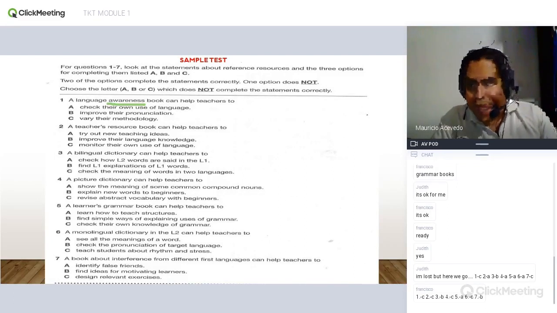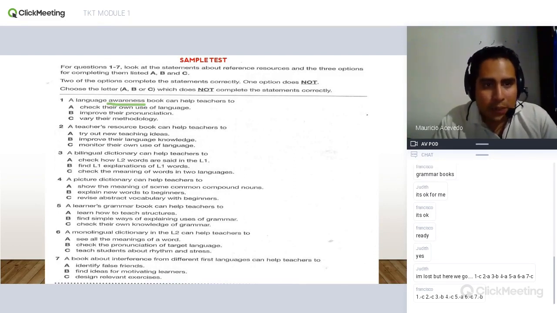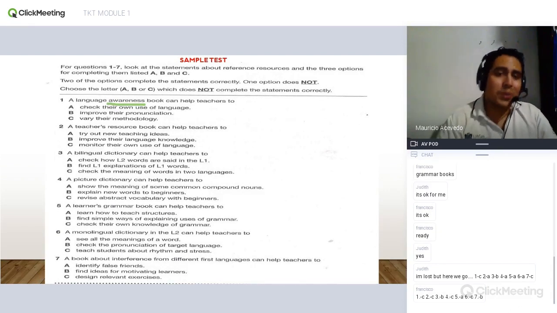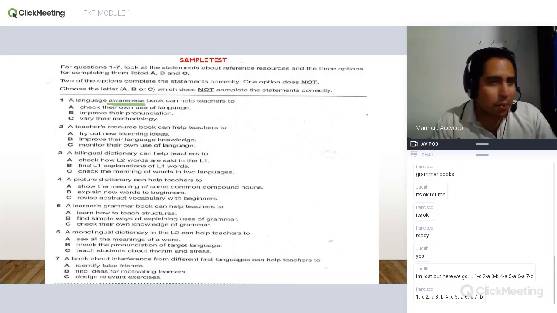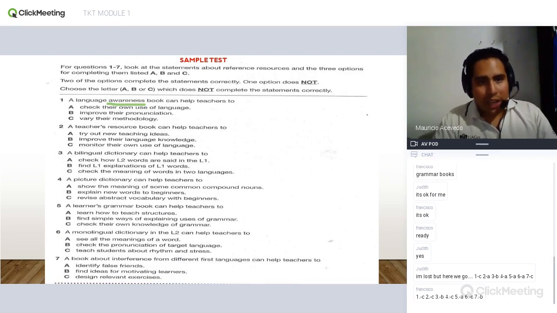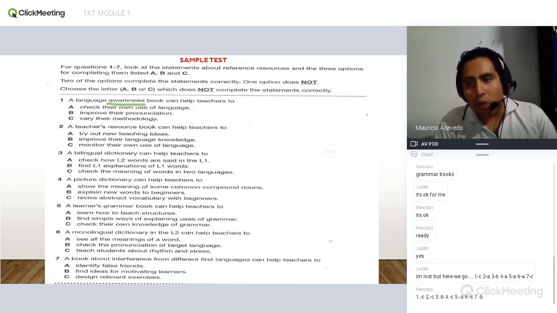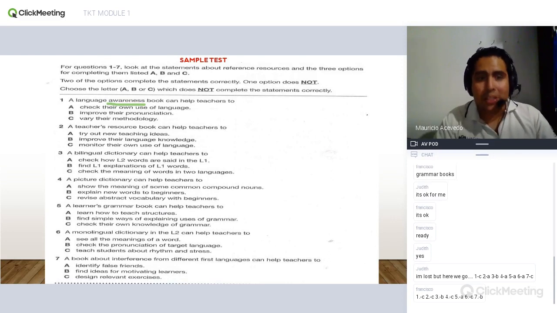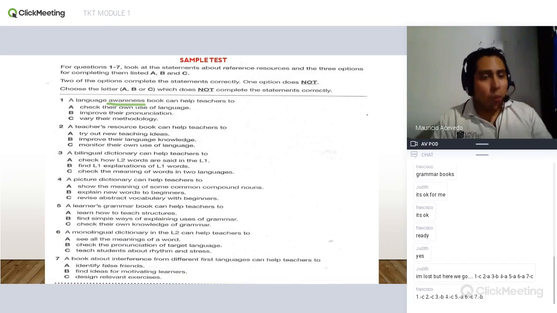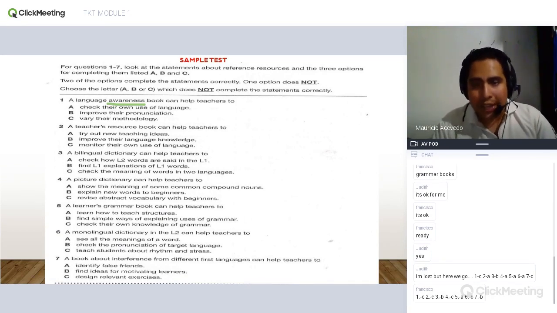Number four, it's A for you, Judith, and for you, Francisco, letter C. A picture dictionary can help teachers revise abstract vocabulary with beginners, show the meaning of some common compound nouns. Okay, that will depend, right? Because here, for example, we don't have much context. We don't know, because there are high levels that use picture dictionaries indeed. So we don't know exactly if it is abstract or the meaning. But in this case, I will go more for Francisco's answer one more time, because abstract words, most of the time, cannot be represented in a picture, in an image. But don't worry, maybe you are right, Judith. Maybe Francisco and I are wrong.